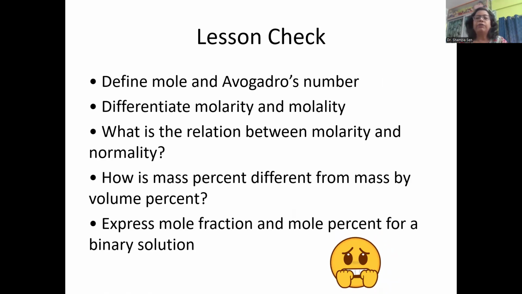Define mole and Avogadro's number. Differentiate molarity and molality. Directly from the slide, you can answer this. What is the relation between molarity and normality? How is mass percent different from mass by volume percent? Express mole fraction and mole percent for a binary solution. Now, what is a binary solution? Where only two components are there. That means only one solute and one solvent, right?